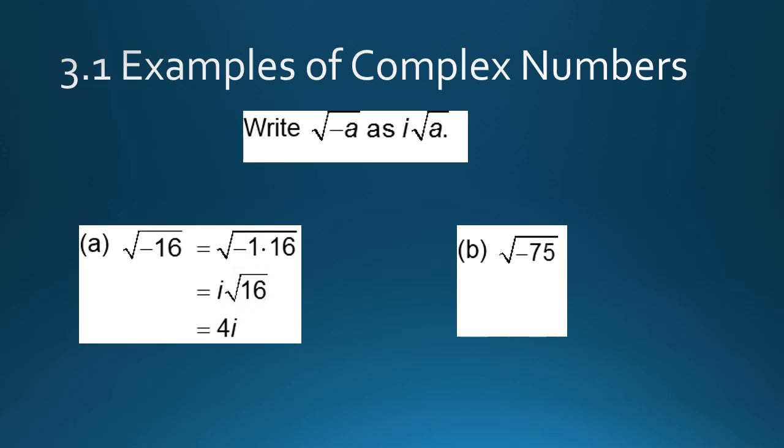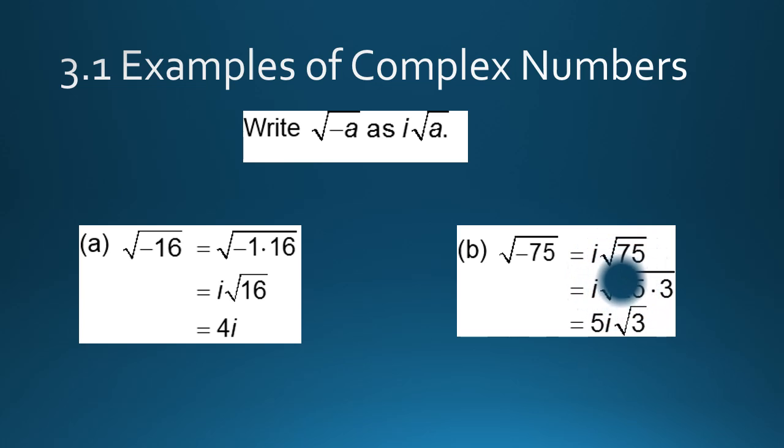Okay, the square root of -16 is the square root of -1 times 16. Square root of -1 is i, so that comes out in front. And the square root of 16 is 4, so the answer is 4i. For the square root of -75, we have i times the square root of 75. 75 is 25 times 3, and 25 is a perfect square. So we have 5i square root of 3.